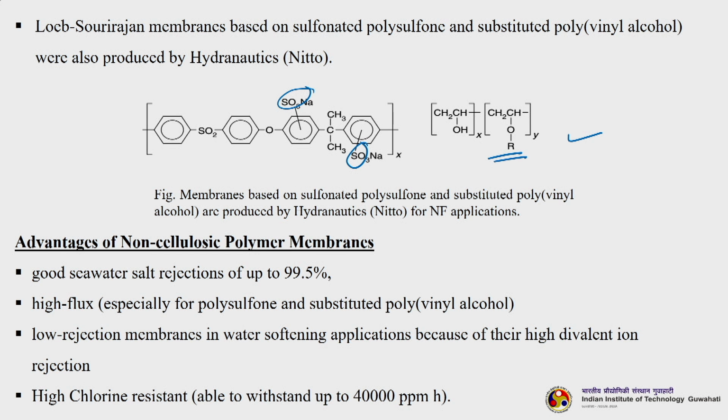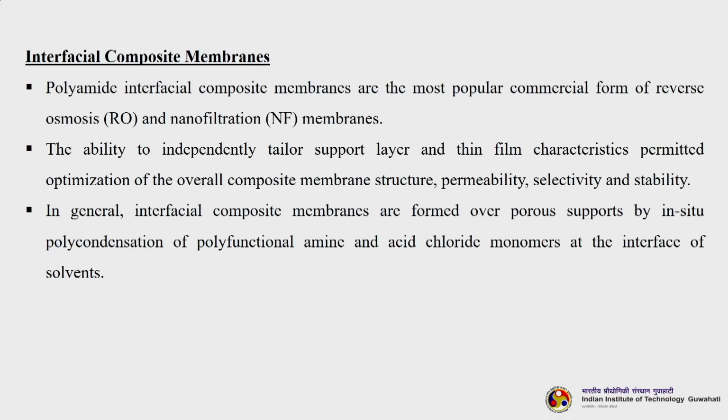The advantages of non-cellulosic polymer membranes are, of course, seawater salt rejection of up to 99.5%, and high flux, especially for the polysulfone and substituted polyvinyl alcohol. These two membranes have given high flux, low rejection membranes in water softening applications because of their high divalent ion rejection and high chlorine resistance, able to withstand up to 40,000 ppm hour. So, the next class of membranes for RO is interfacial composite membranes.